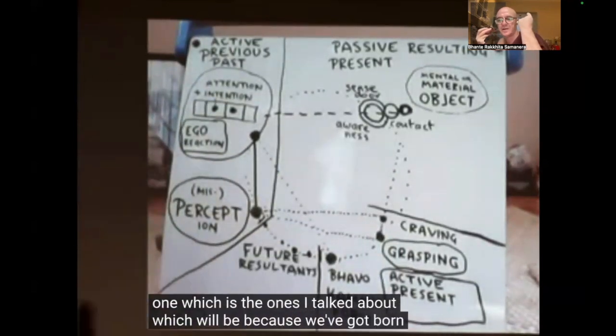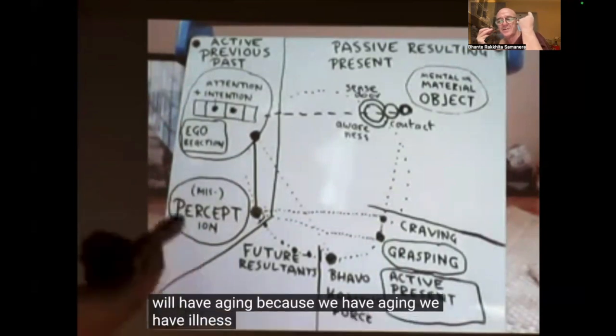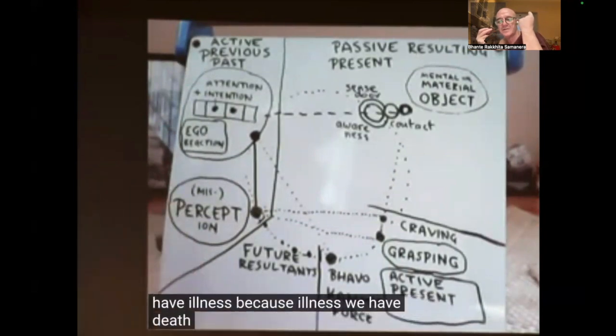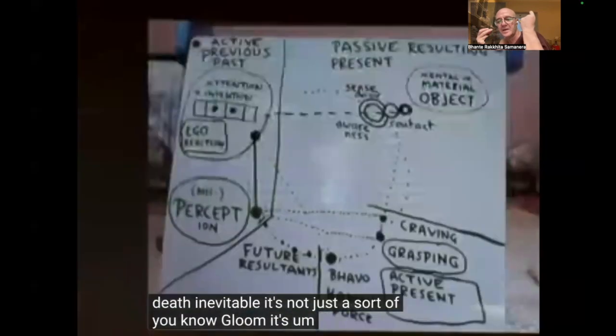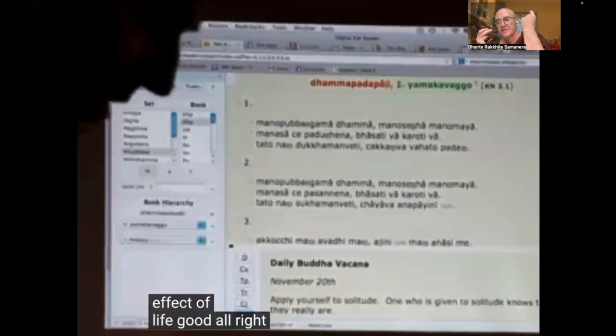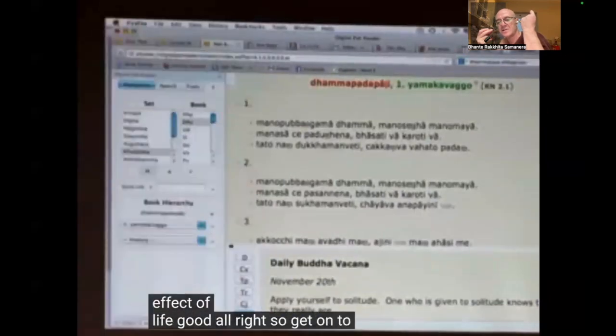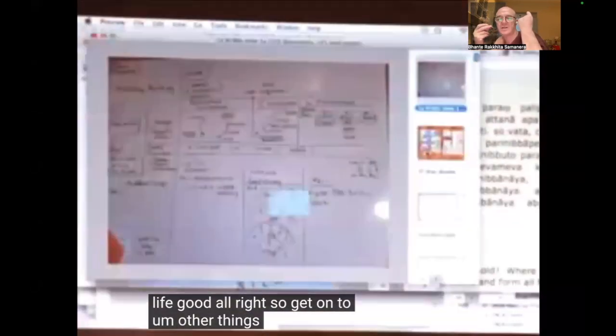Which is the ones I talked about, which will be, because we got born, we will have aging. Because we have aging, we have illness. Because of illness, we have death. Inevitable. It's not just a sort of gloom. It's just a fact of life. Good. All right, so get on to other things.